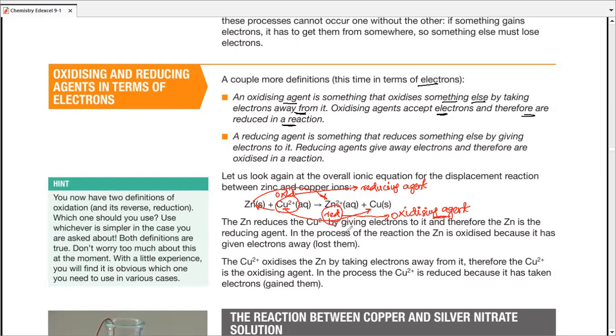Make sense? So if this makes sense, vice versa, a reducing agent is something that reduces others by giving electrons to them. They give away electrons, and therefore they are oxidized in a reaction. So reducing agents get oxidized in a reaction. I think both of these make sense now, right?